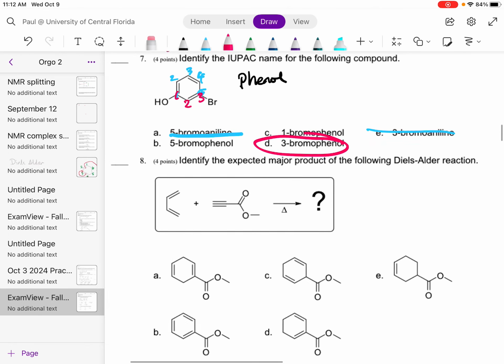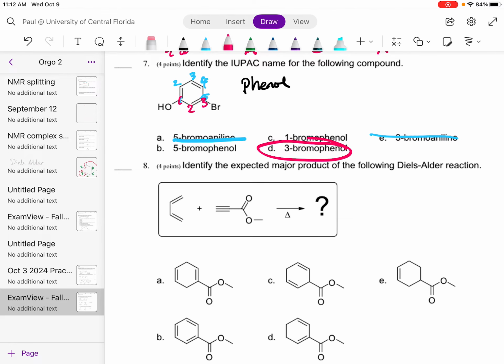Identify the major product of the Diels-Alder reaction. If we take a look at the mechanism, those pi electrons there, there. Let's see here.